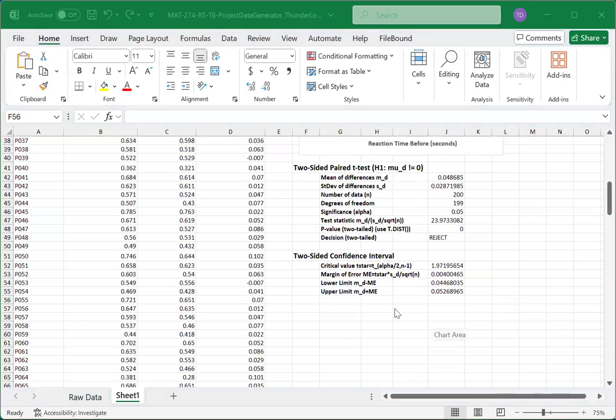Okay, here are the results of those calculations. And everyone should end up with exactly the same critical value. So that is dependent on our alpha and n, which are the same for everybody. The other calculations will be slightly different for each person, although they'll be approximately similar.